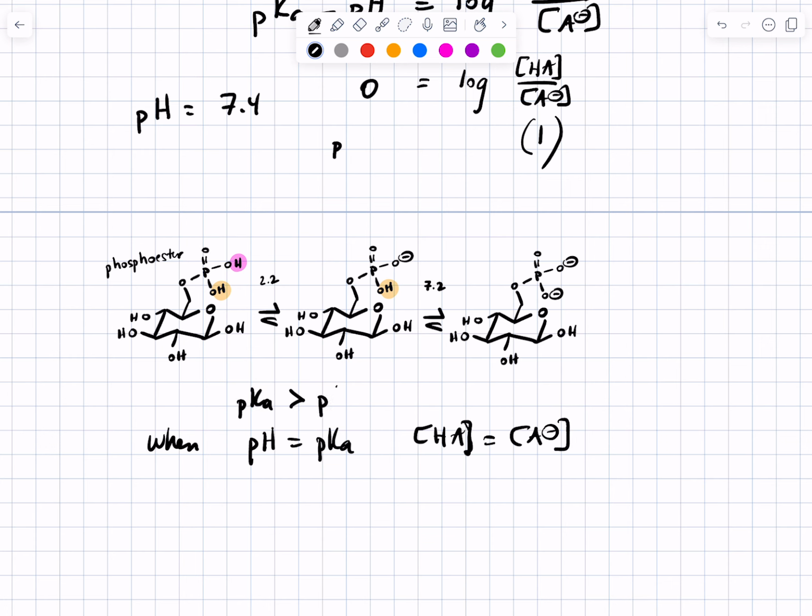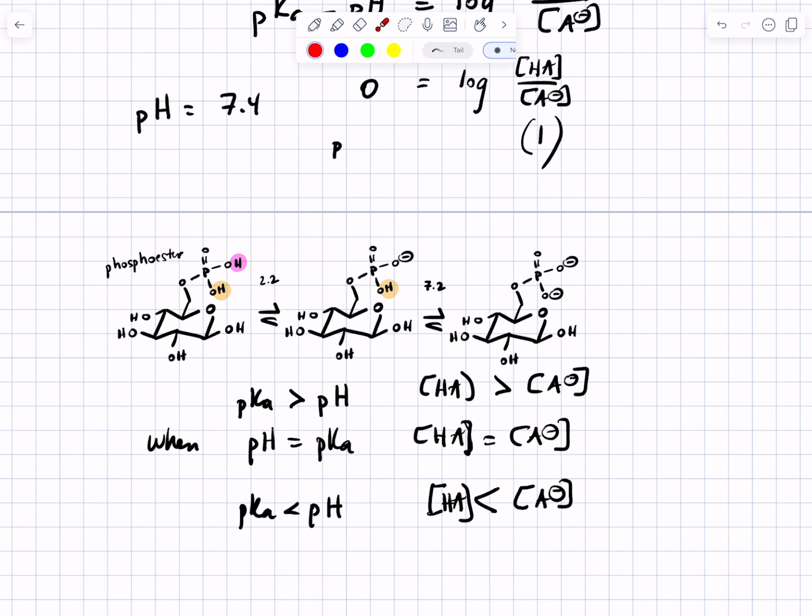When pKa is greater than pH versus when pKa is less than pH. When pKa is less than pH, that means that the base form dominates over the acid form. When pKa is greater than pH, that tells you that the acid form still dominates. Okay? So, what does that tell you?